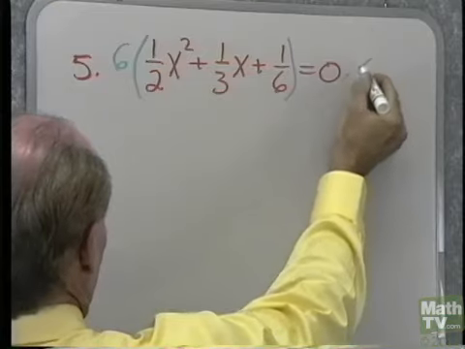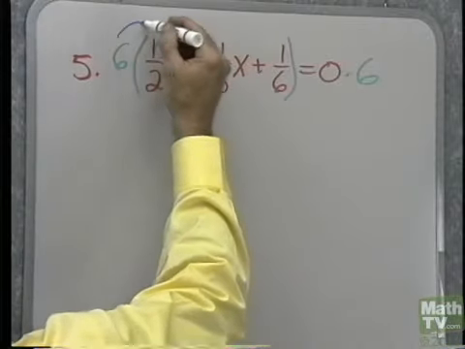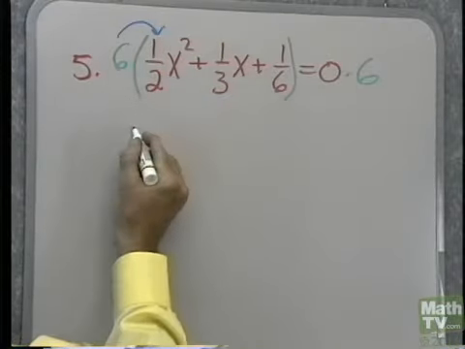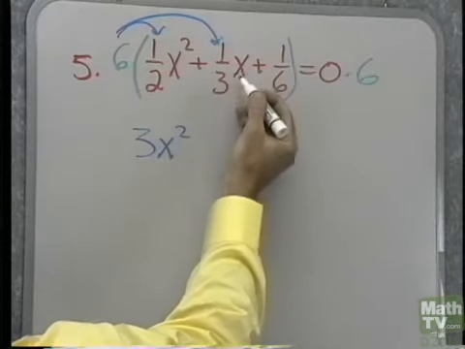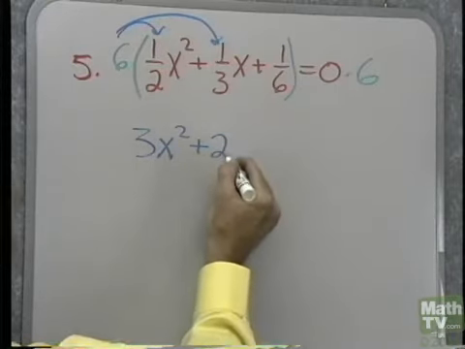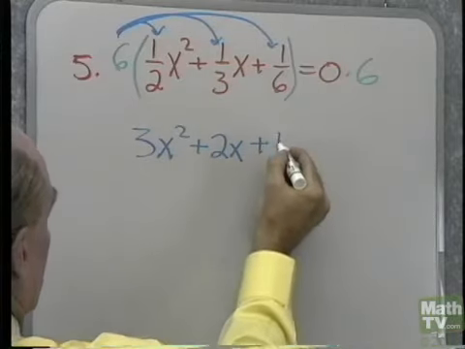So I'm going to multiply both sides of the equation by the number 6. That will clear it of fractions. So 6 times 1/2 times x squared is 3x squared. 6 times 1/3 times x is 2x. And then 6 times 1/6 is 1.